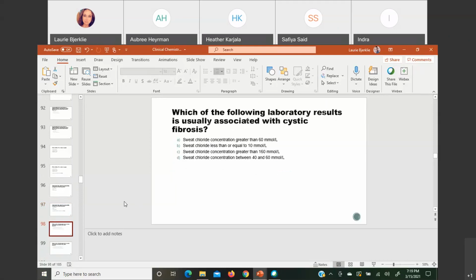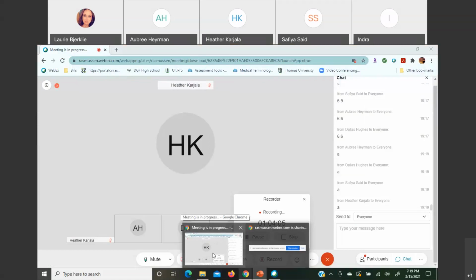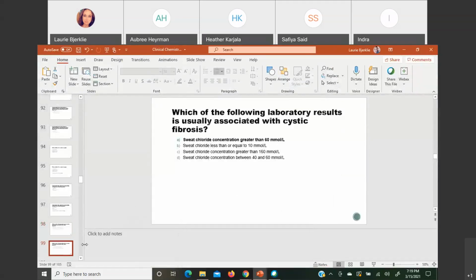Okay, which of the following lab results is usually associated with cystic fibrosis? All right, and good, you guys got it. So we can measure sweat chloride for cystic fibrosis. Anything greater than 60 would be associated with it.